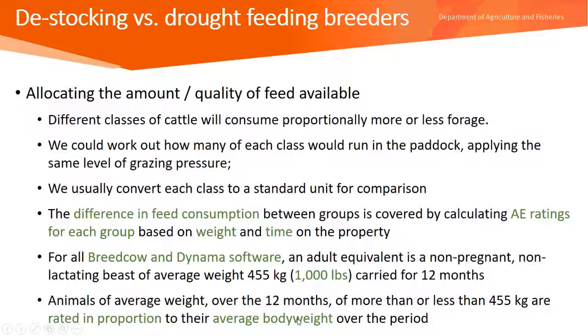Now, there are a lot of different ways of calculating AE, some based on metabolic weight, some based on other calculation methods. We simplify it and say, okay, this is our standard animal. If they are gaining more weight or younger or older, everything's in proportion to the average body weight of that alternative class of cattle over the period.